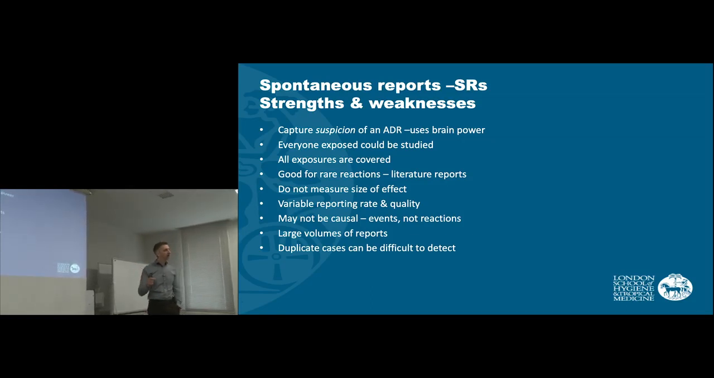The disadvantages are we can't measure the size of an effect. We can't know how often this reaction is occurring using this process. We have no idea. The quality of reporting can be quite poor. So for a report to be valid, all it has to have is a patient, which can simply mean saying, I had a female patient. That would then become a valid report potentially. We wouldn't know if the patient was 6 months old or 92 years old. Could be either, but it would be a valid report.